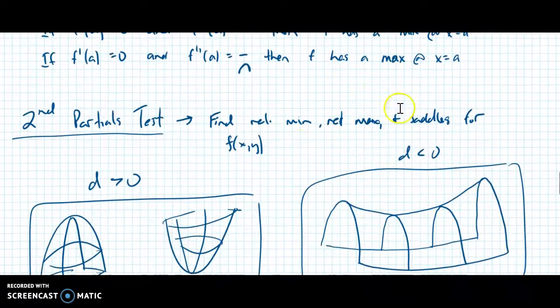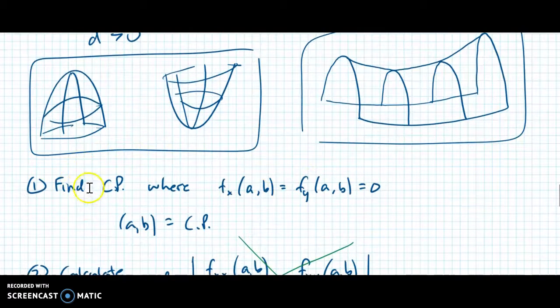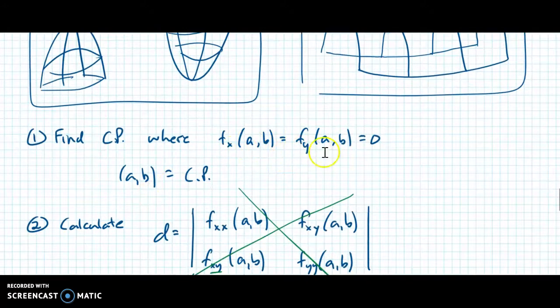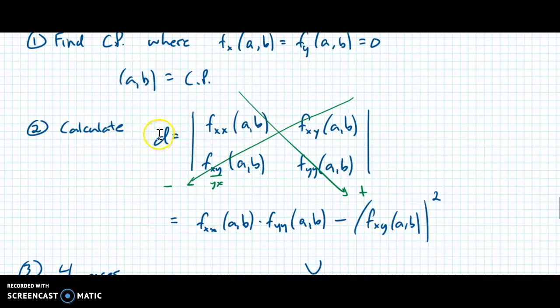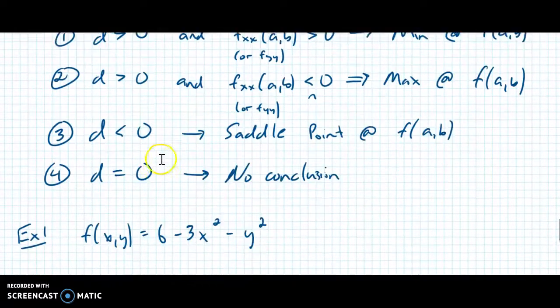So, first step, remember, here's the second partials test. It's to find relative minimum, maximum, saddles. First thing I do is I find the critical points, where both first partials are equal to 0. Then I calculate this D, which is a determinant. That's what that green is. I go positive that way and negative this way. And then I have 4 cases for the D.